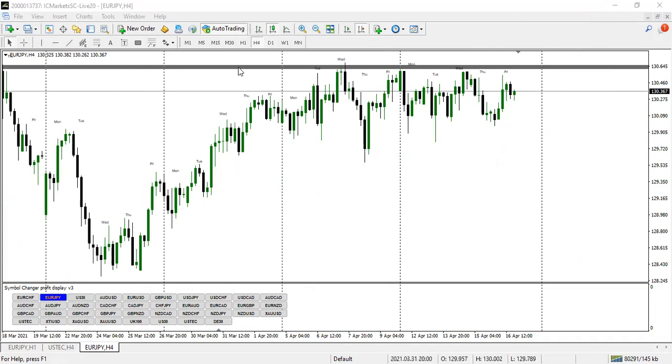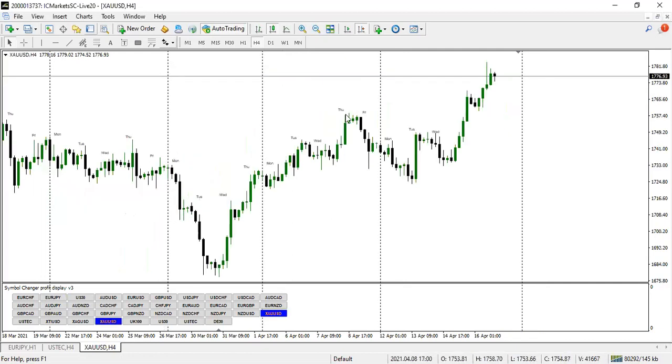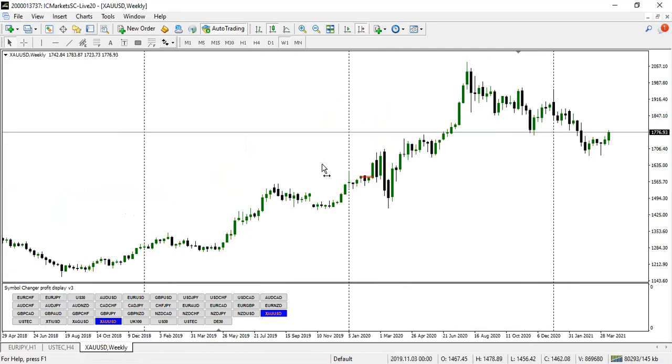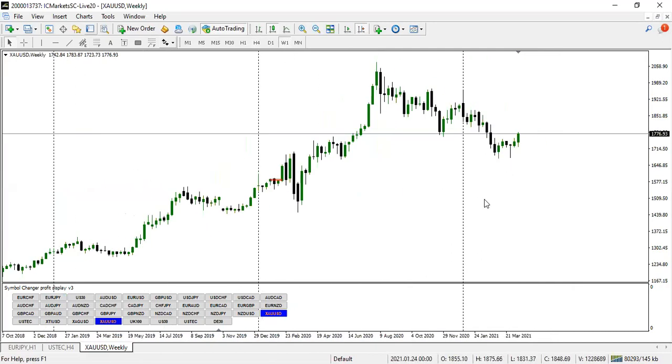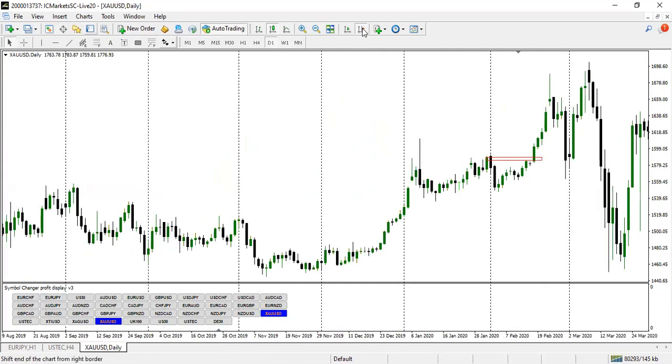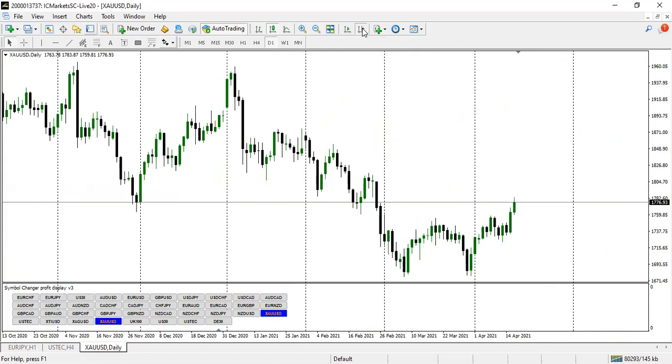So what next? Next pair we're going to look at will be gold. All right, gold on the 4 hour time frame. Let's see the weekly time frame first. On the weekly time frame, we can see this particular pair is compressing towards this area.